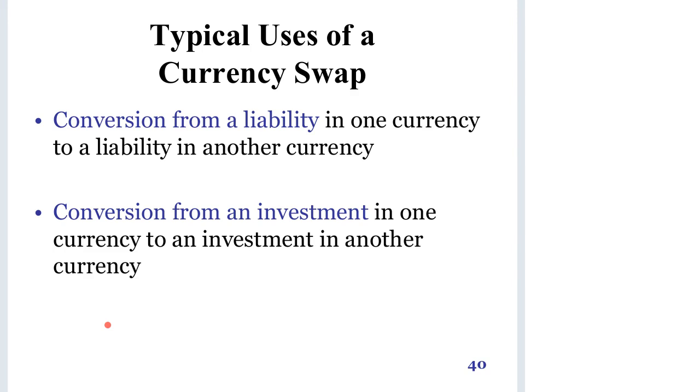Now, what are the typical uses? The typical uses are again the same as we had earlier. Conversion of a liability in one currency to a liability in another currency, or conversion of an asset in one currency to an investment in another currency.